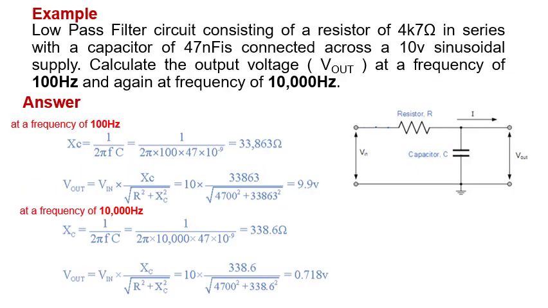Okay, hopefully this example will make the process of filtering clear. Let us read the question together. The question says: a low pass filter consisting of 4K7. 4K7 means 4.7 kilo ohm.